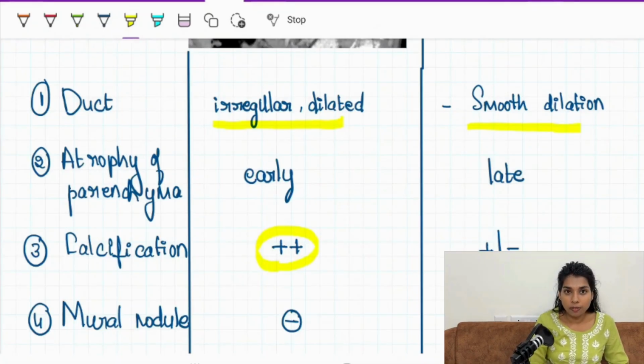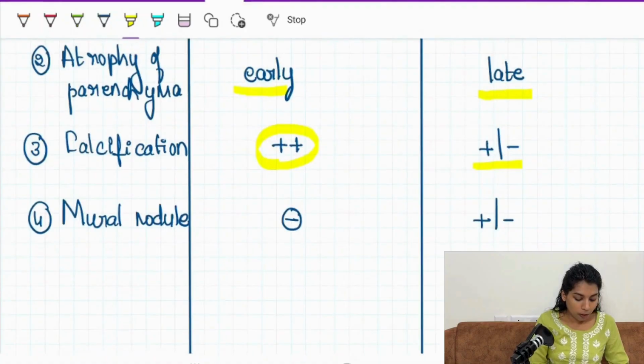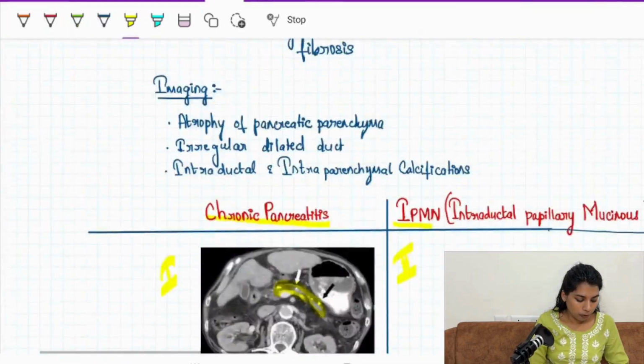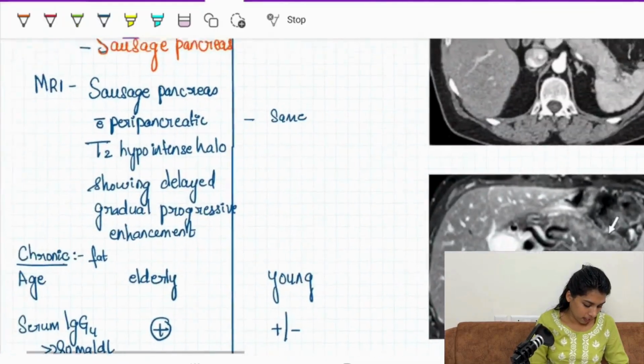The other two associated features: atrophy of the pancreatic parenchyma is an early feature in chronic pancreatitis. However, it is a late feature in IPMN. Presence of a mural nodule: it may or may not be present in IPMN, but it is never ever present in chronic pancreatitis. Right? Now we are done with chronic pancreatitis. Now we'll move towards autoimmune pancreatitis.